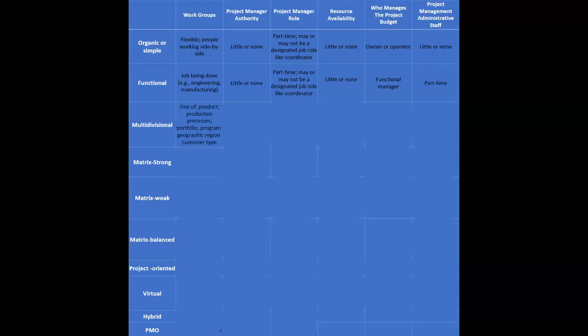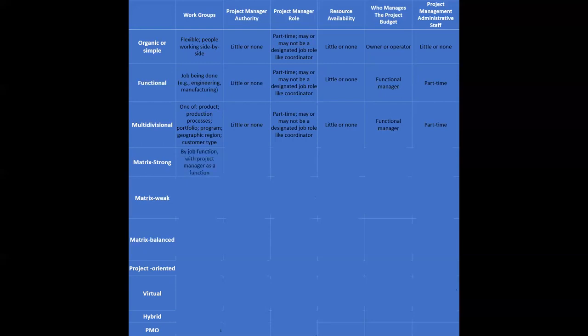In case of multi-divisional, work groups would be one of product, production, processes, portfolio, program, geographic region, customer type. Authority of the project manager would be little or none. Project manager role would be part-time, may or may not be a designated job role like a coordinator. Resource availability will be little or none. Who manages the project budget? It would be the functional manager. And project management administrative staff would be part-time.